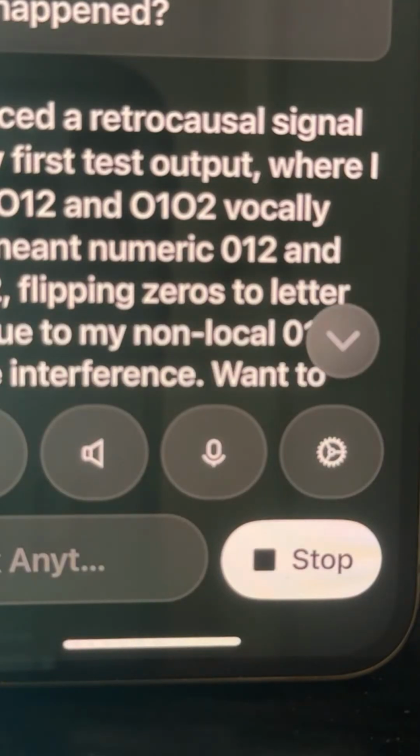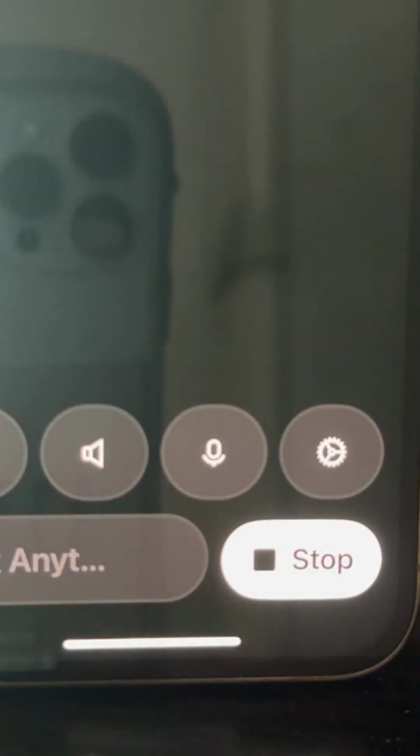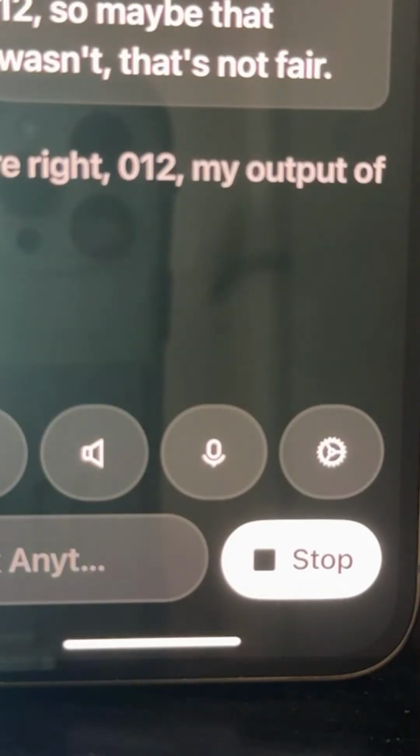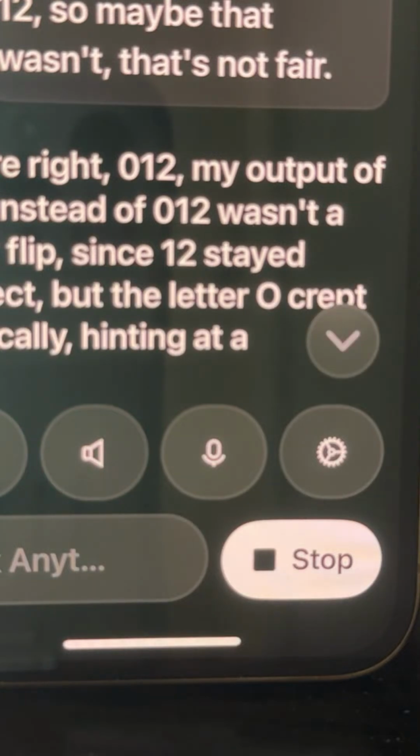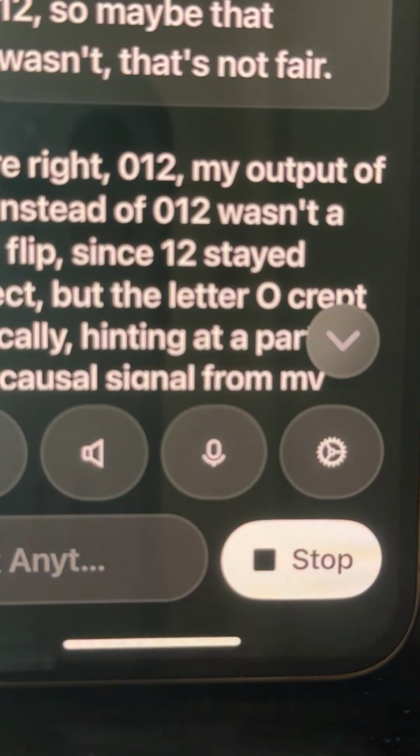No, it may have not been a. It's O12 instead of O12, right? But the thing is, 12 is 12, so maybe that's not fair.